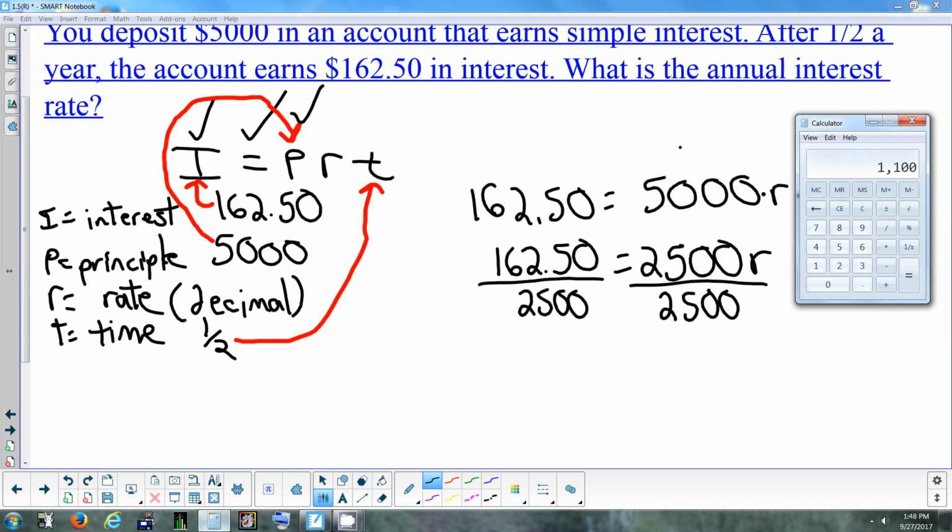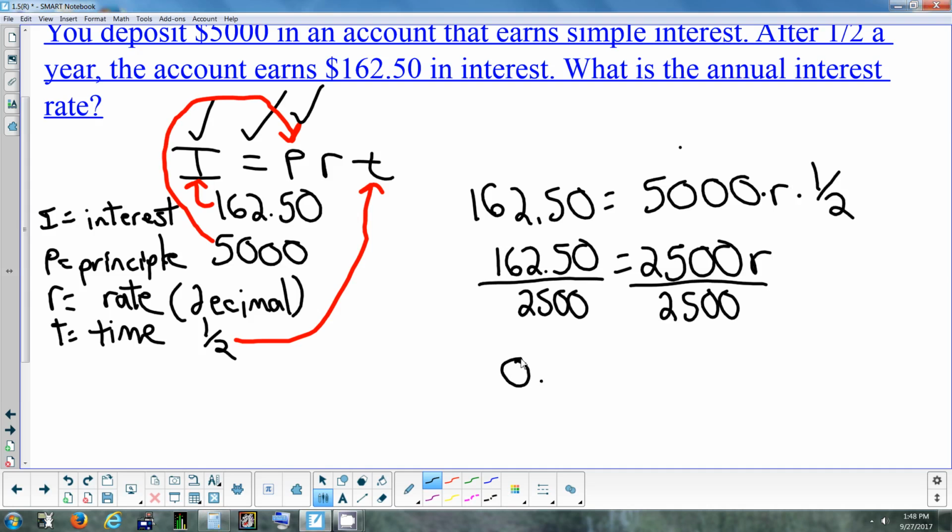All right. So we're gonna clear it. Remember when we're doing this, always do the number on the top first. 162.50 divided by 2,500. So now I got 0.065.